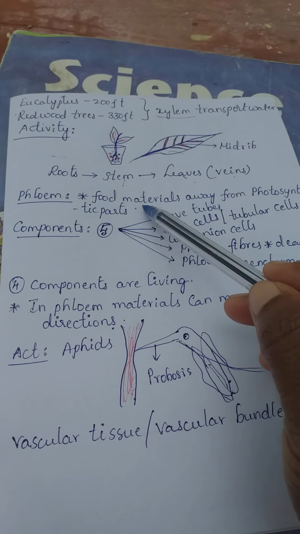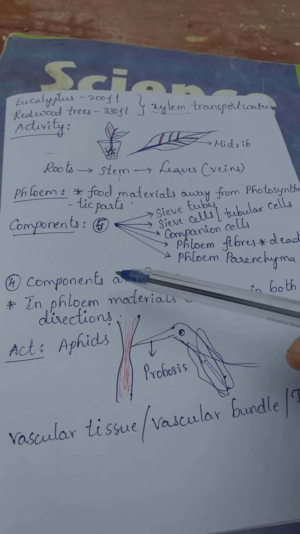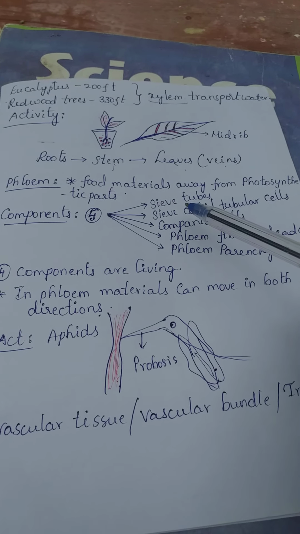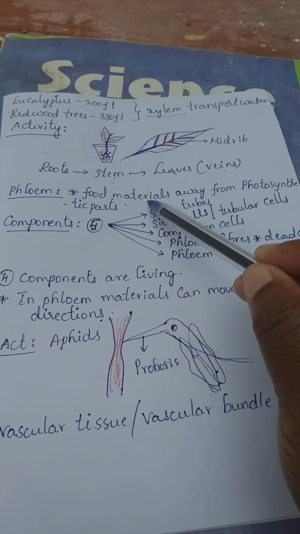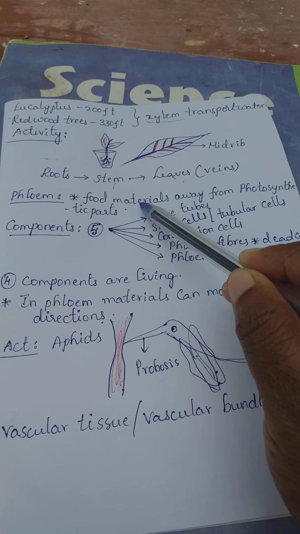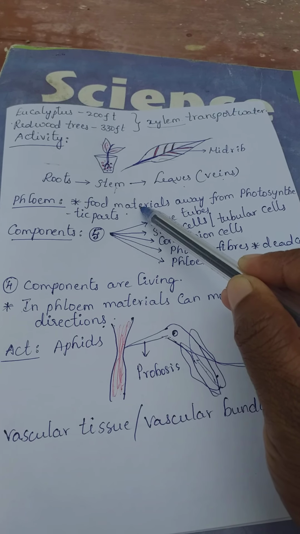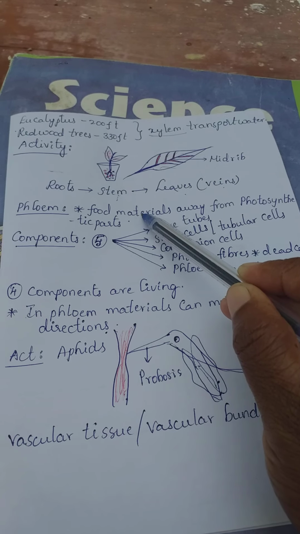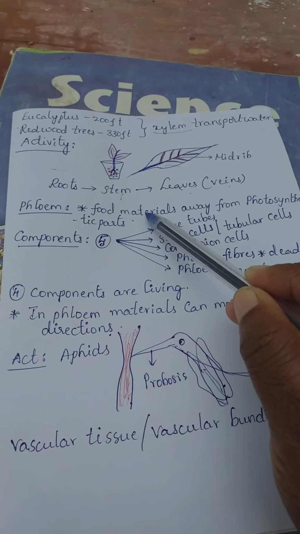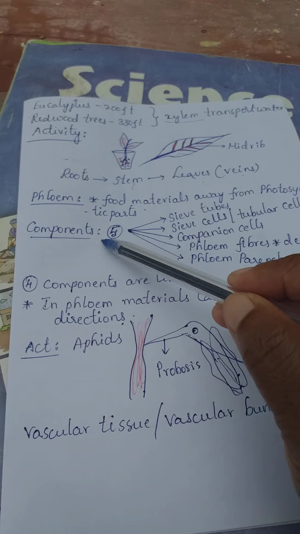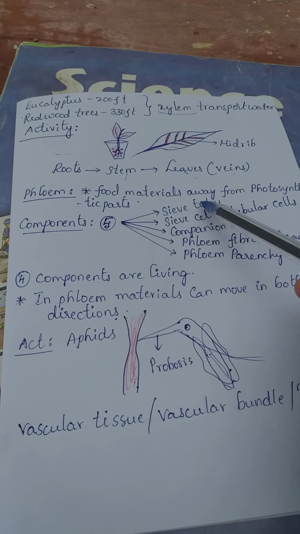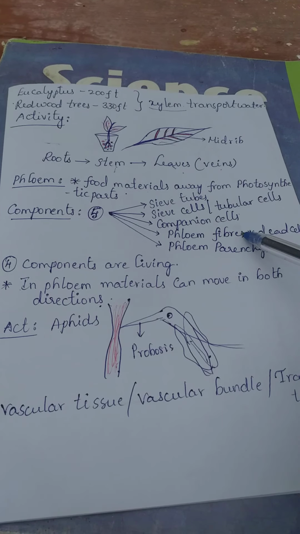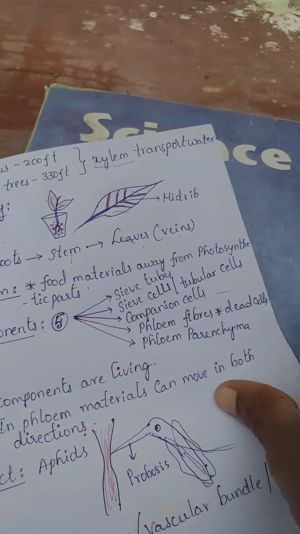It transports the food material in both ways, from upward to downward and downward to upward, because phloem is transporting food materials. This food is prepared by the green parts of the plant. It may be a leaf, a younger stem, or a green colored portion of any part of the plant. In the phloem, there are 5 cells: sieve tubes, sieve cells or tubular cells, companion cells, phloem fibers and phloem parenchyma.